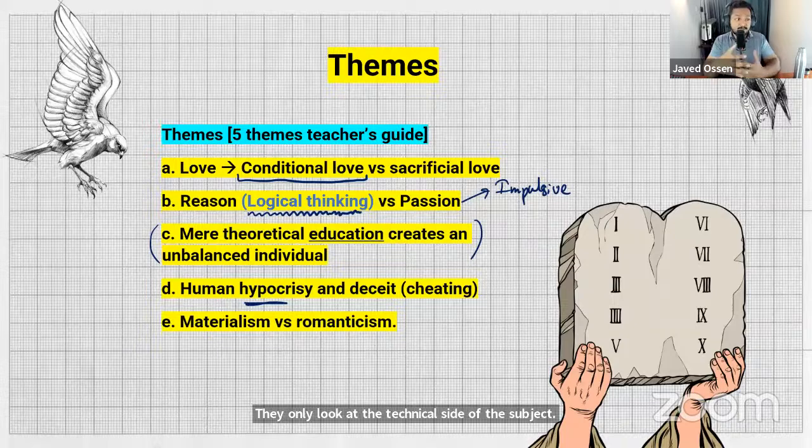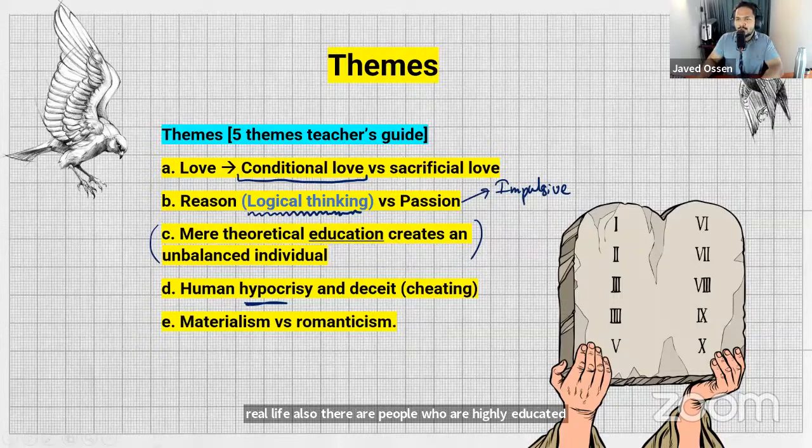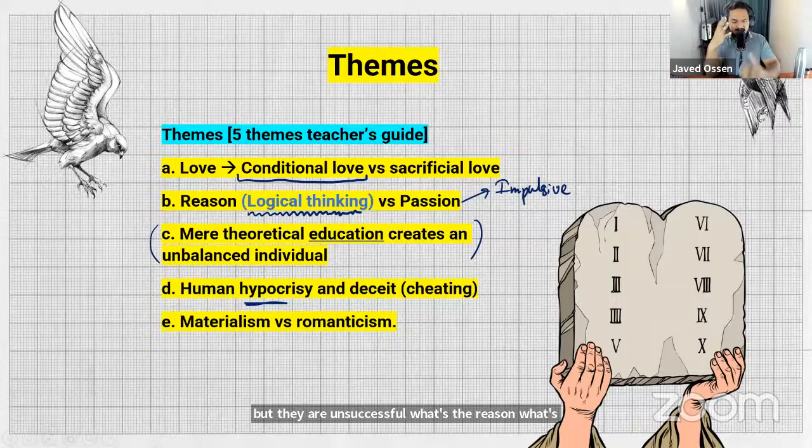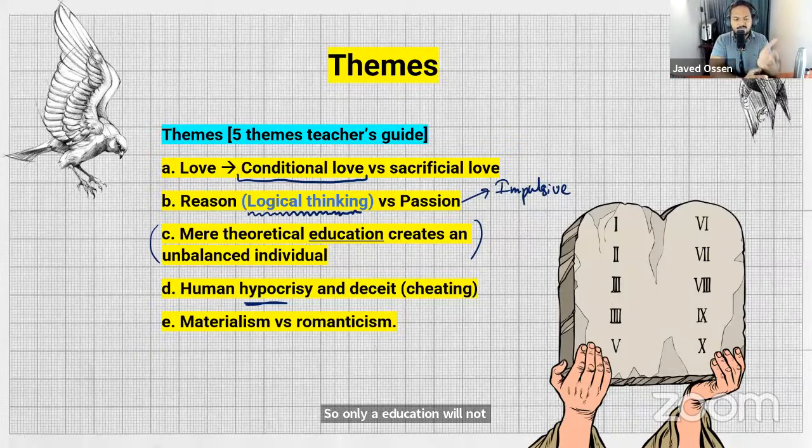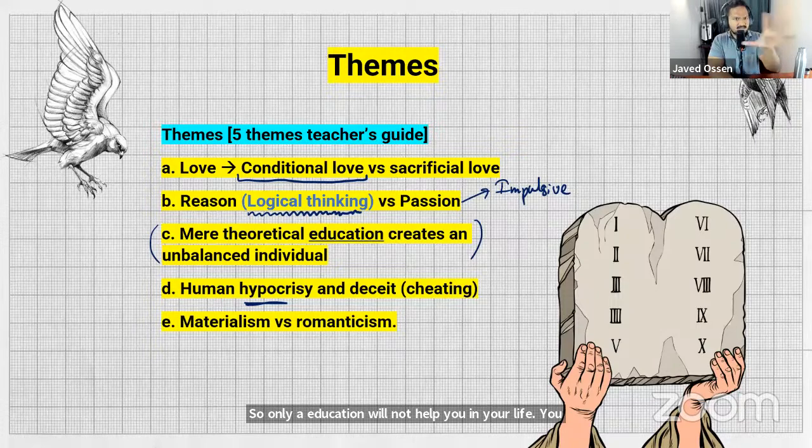Another example, in real life also, there are people who are highly educated, but they are unsuccessful. What's the reason? What's going on, Zaid? Glad you're here, dude. The reason is they are not practical. They are merely educated. That's it. So only education will not help you in your life. You must educate yourself and you must be practical. We'll talk about these themes, okay?